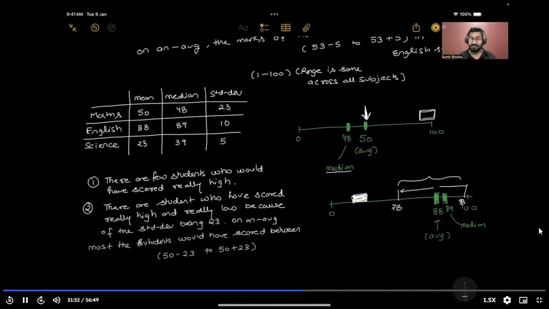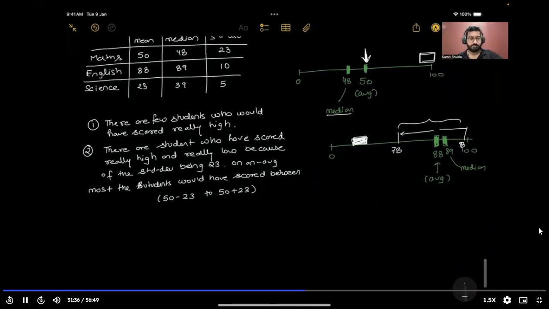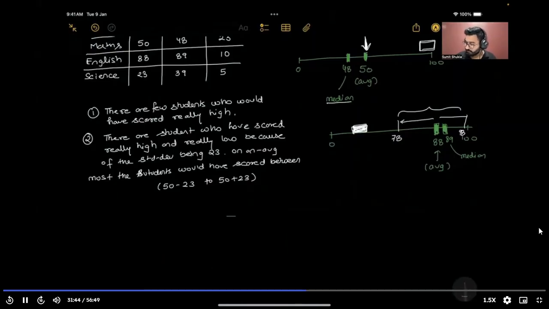Now, when it comes to science, the story is really different. Let me draw the line again. And again, this is 0, this is 100. And the average is 23. So this is your average, 23. The median is 39. So the median is somewhere over here, 39, while the standard deviation is 5. Now, this is very interesting. This is your average, while this one is your median. So your median is on the higher side and the mean is on the lower side. Now, if my mean has shifted to the lower side, that basically means someone would have scored really low.